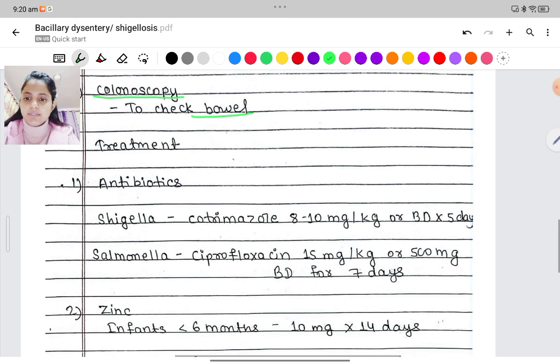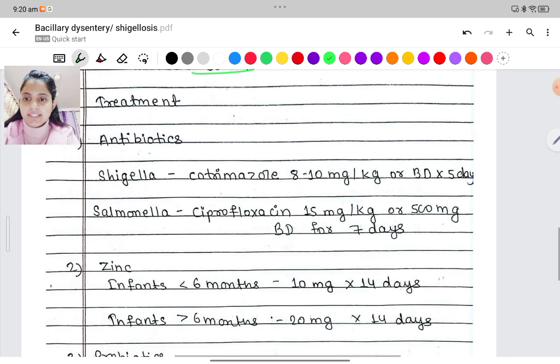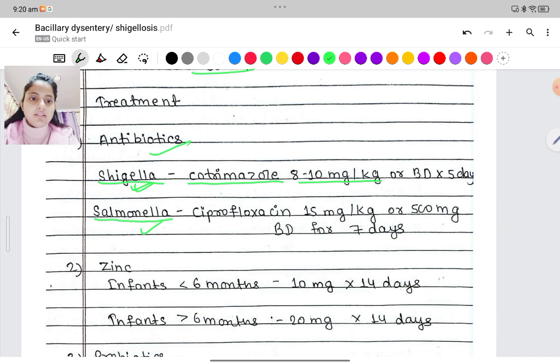For the treatment, we give antibiotics. After we do the stool culture, we get the result whether the bacillary dysentery is because of Shigella or Salmonella. When it is because of Shigella, we give cotrimoxazole 8 to 10 mg per kg BD for 5 days. If it is due to Salmonella, then we give ciprofloxacin 15 mg per kg or 500 mg BD for 7 days.